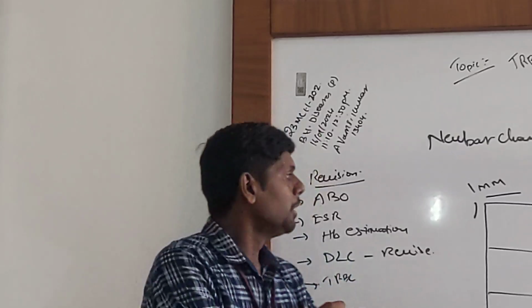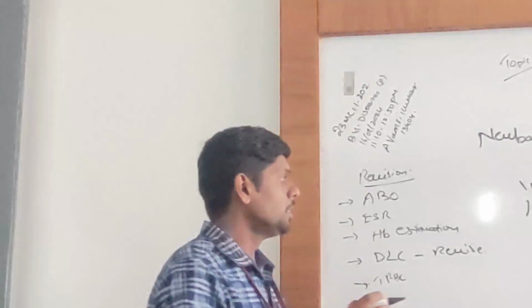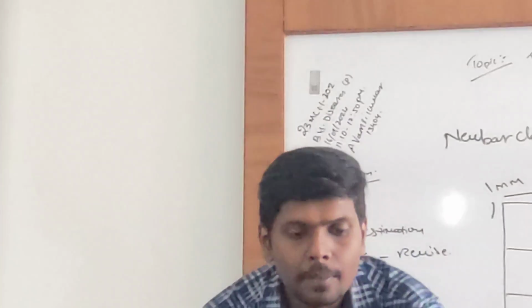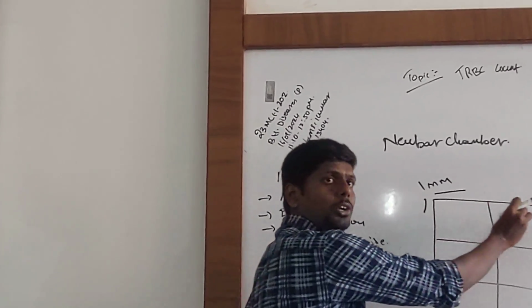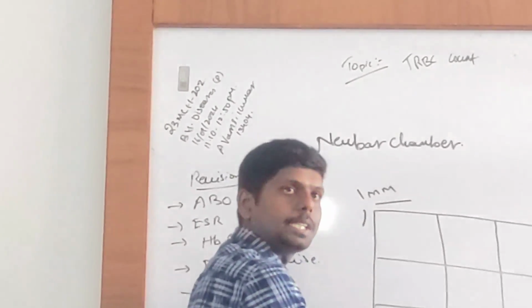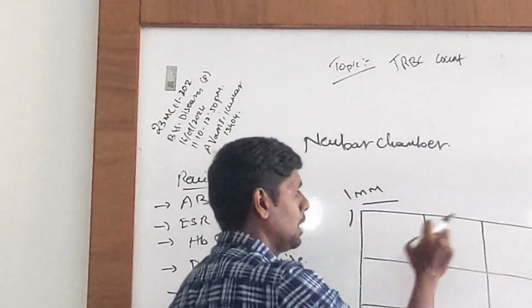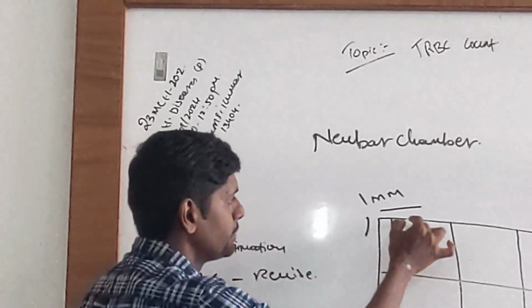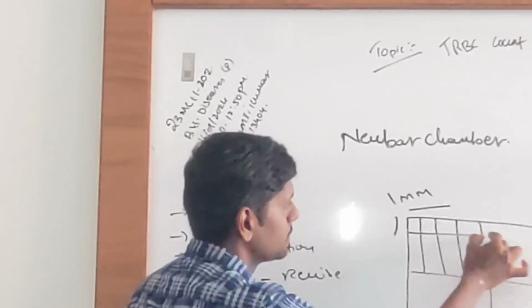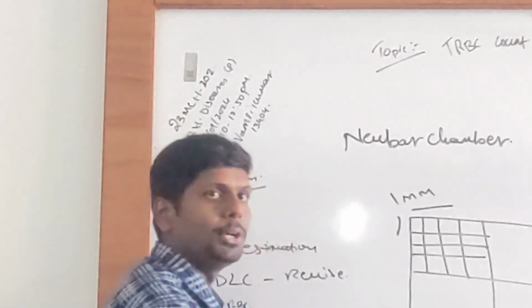Is it clear? Now listen. The four corner squares are subdivided into a 4 into 4 grid.